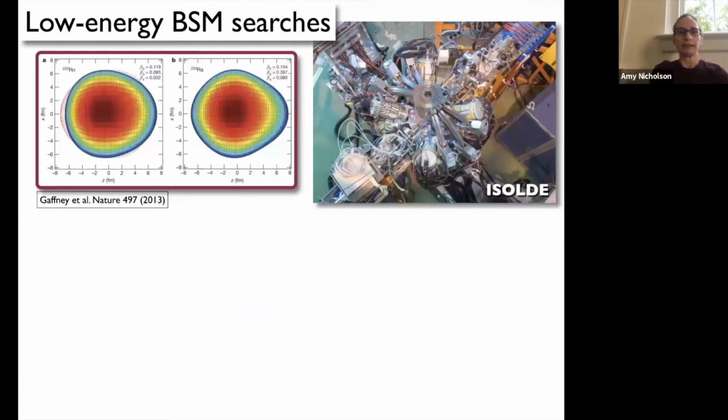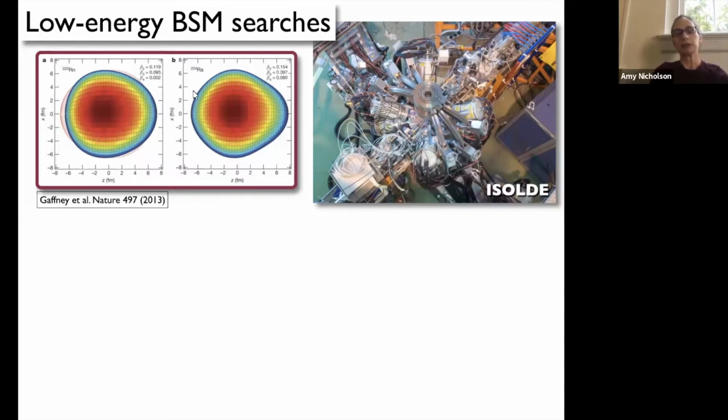Another class of low energy beyond the standard model searches involves heavy nuclei. What's special about these nuclei is that there are many of them. They all have their own interesting properties, and some of these properties are such that they enhance these rare signatures that we're looking for.